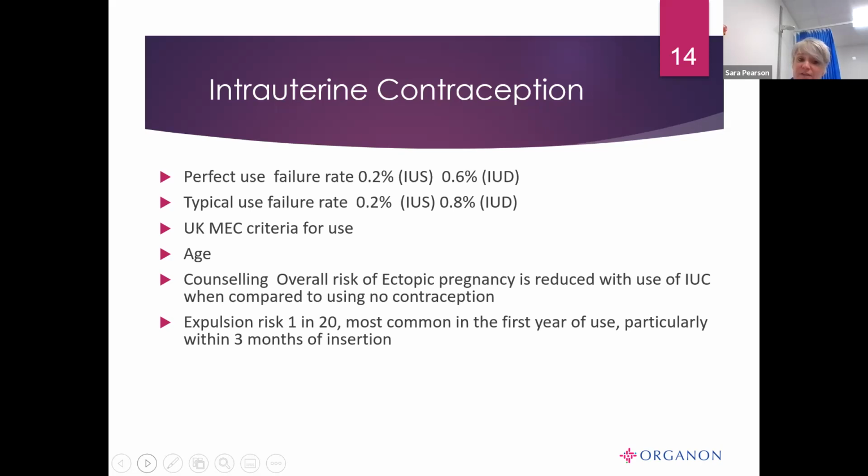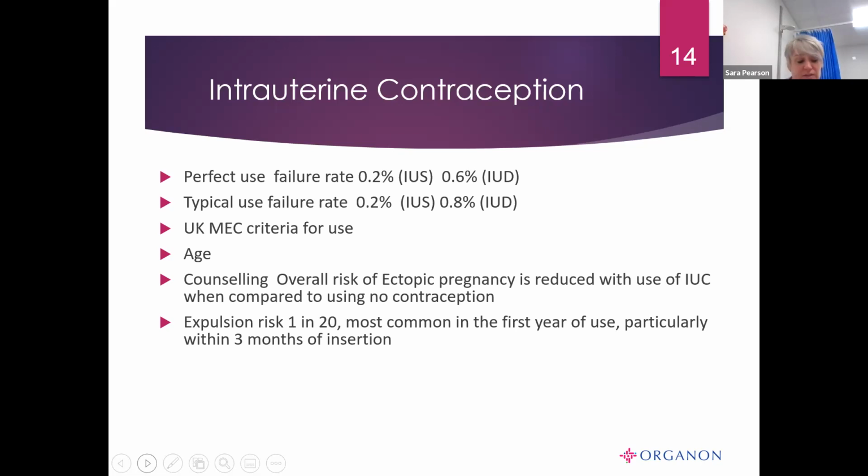So obviously when somebody first has one fitted, they may have some bleeding associated with that, and it may expel during the bleeding. So it's very important that women check their threads, they know what they're feeling for, they know what it looks like, because often women don't know what their coil looks like. So they might not even realise that whatever they're seeing is part of the coil.